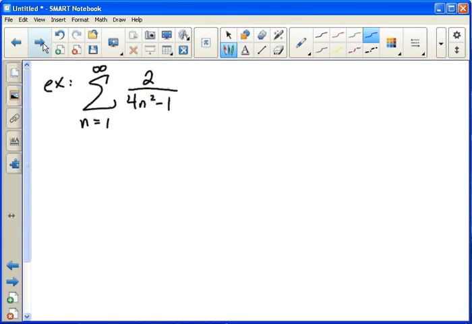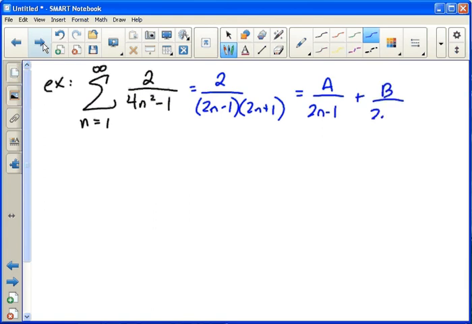So if you notice, the bottom can be factored as 2n minus 1 times 2n plus 1, which means we can split it into two fractions, a over 2n minus 1 plus b over 2n plus 1, and use that to find the values of a and b. So I'm not going to go through this real carefully because we've done this before, but basically multiply everything that I've written in blue by the common denominator, and you end up with this.